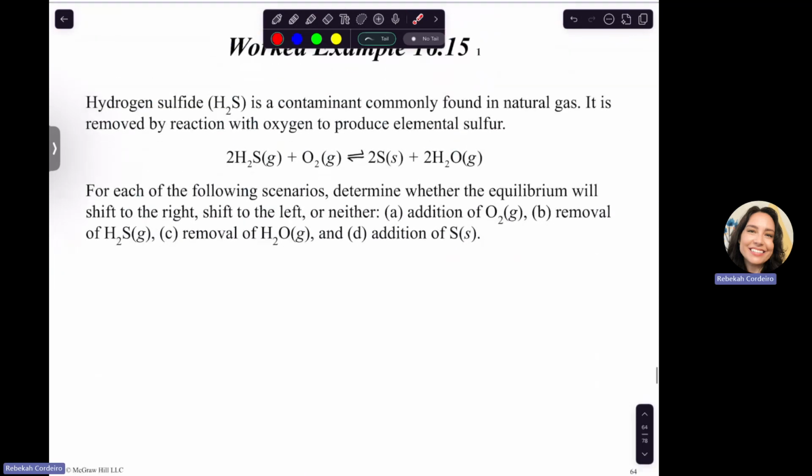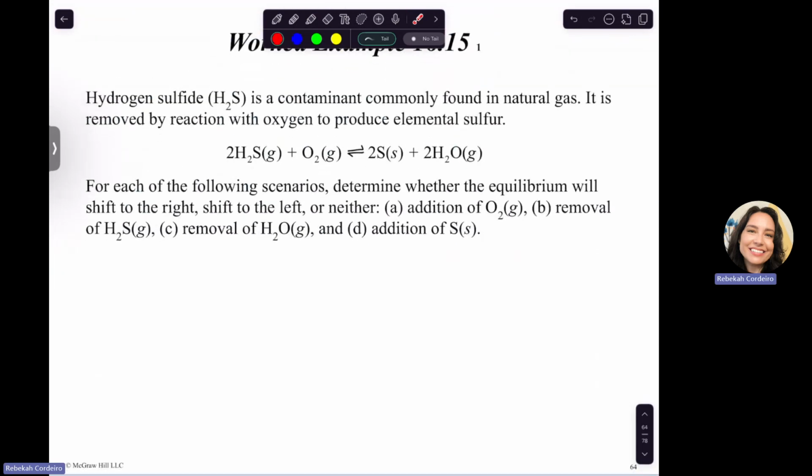So let's look at an example. If we have this equilibrium system, determine whether the equilibrium will shift to the right, shift to the left, or no shift at all, for each of these four things. Go ahead and pause and see if you can get an answer. So for A, adding O2. If we add a reactant, we're going to shift to the right to make more products.